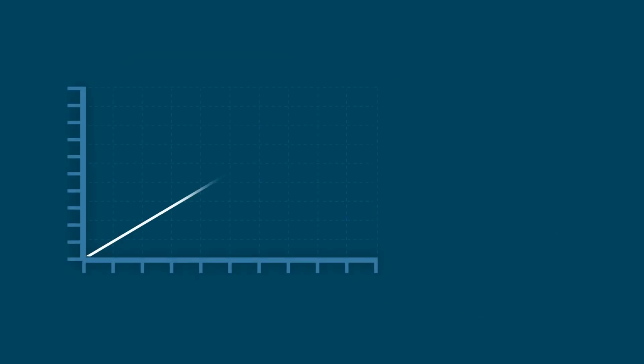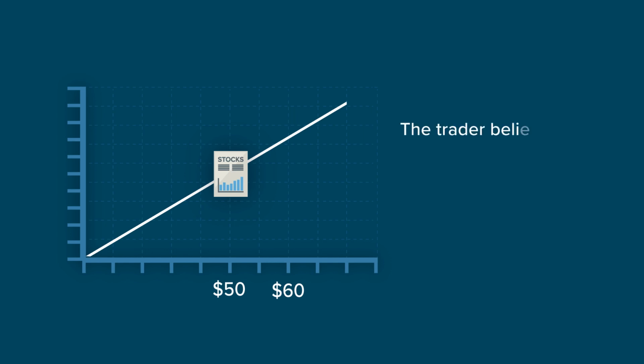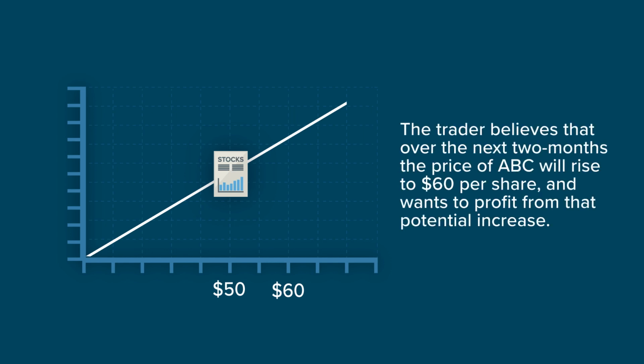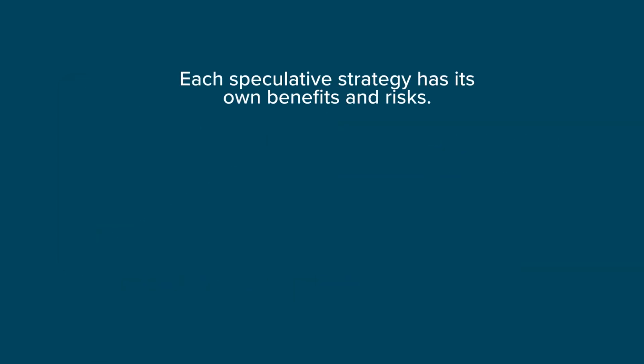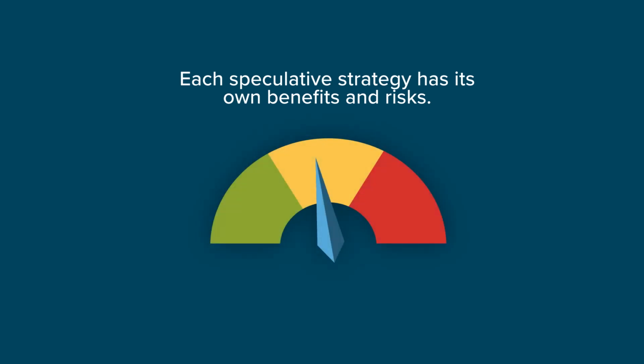For example, ABC stock is currently trading at $50 a share. The trader believes that over the next 2 months the price of ABC will rise to $60 per share and wants to profit from that potential increase. They can either buy the stock, buy calls, or sell puts to profit if their belief is correct and the stock rises in price. Each speculative strategy has its own benefits and risks.